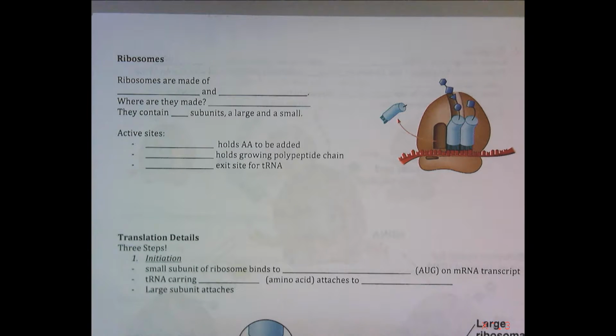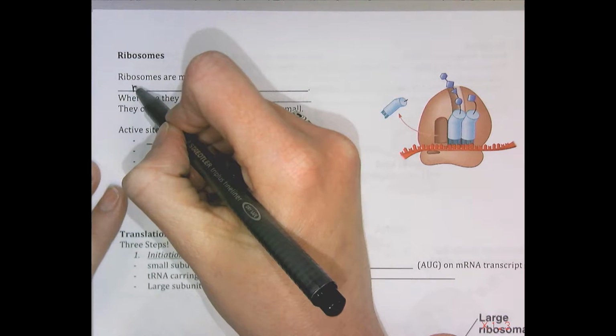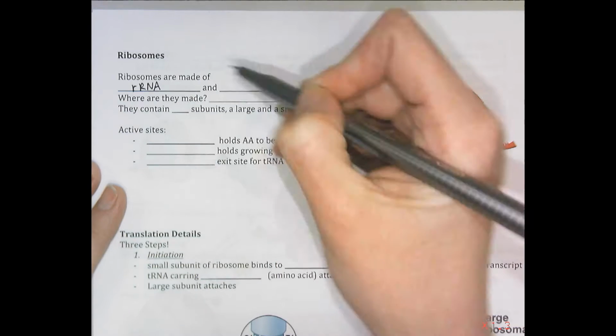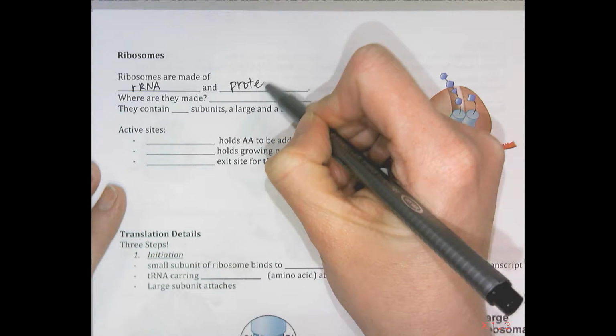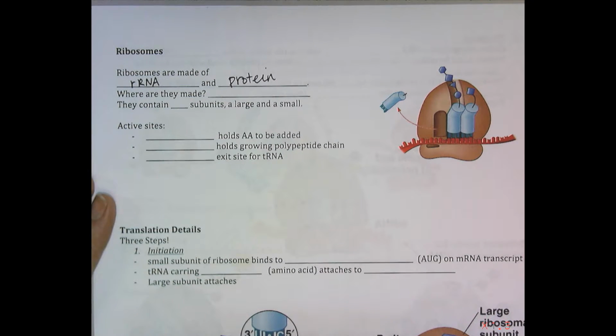What is a ribosome? A ribosome is the machinery that's responsible for producing the polypeptide chain that we've been talking about. And they are made up of rRNA, ribosomal RNA, and protein. That's an interesting chicken and egg question. If a ribosome is responsible for making protein and it's made of protein, then who made the first ribosome? I guess we'll just never know, but it's an interesting question.